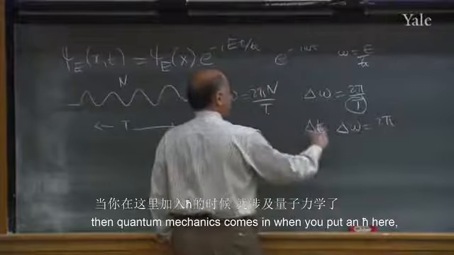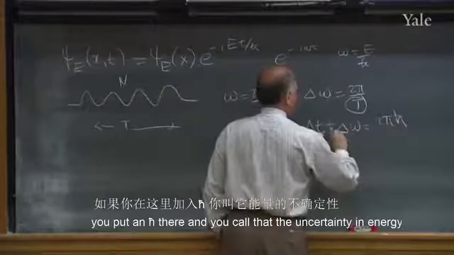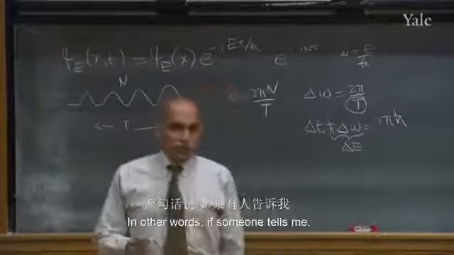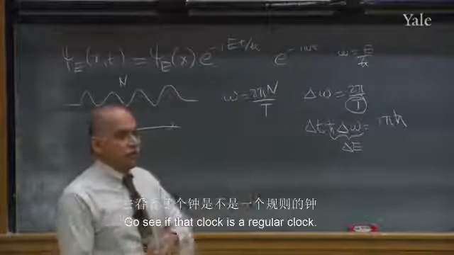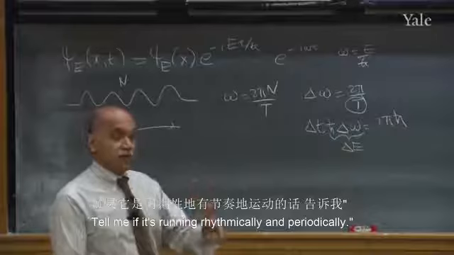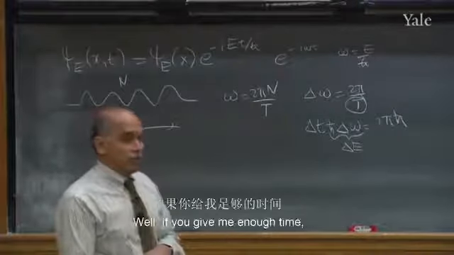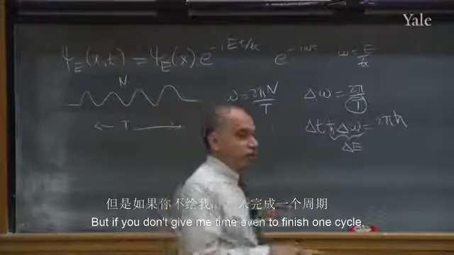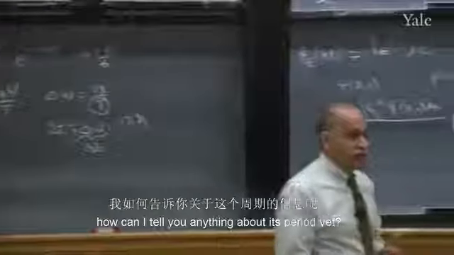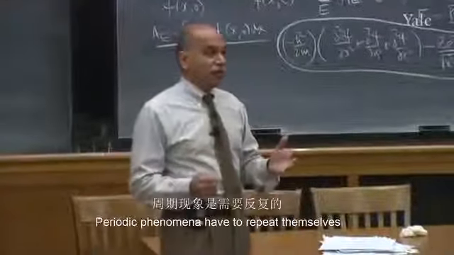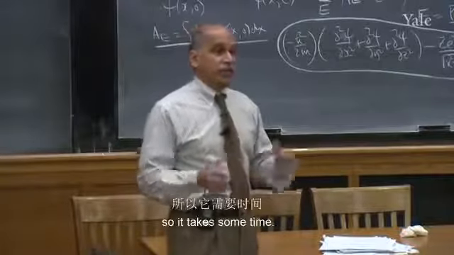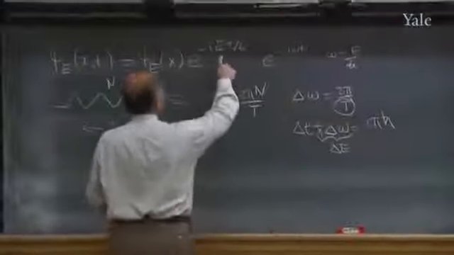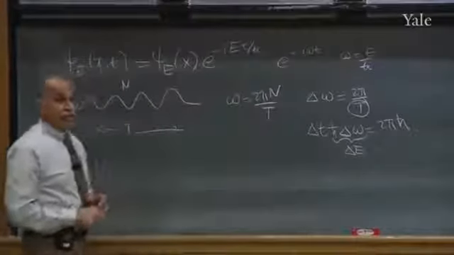Then quantum mechanics comes in when you put an h bar here, and you put an h bar there, and you call that the uncertainty in energy. In other words, if someone tells me, go see if their clock is running rhythmically and periodically, well, if you give me enough time, I observe it for 100 cycles, I say it's a good clock. But if you don't give me time even to finish one cycle, how can I tell you anything about its period? It hasn't had time to establish a period. Periodic phenomena have to repeat themselves, so it takes some time. Therefore, for a state to have a well-defined period, that is to say, well-defined energy, it has to be in existence for some time.